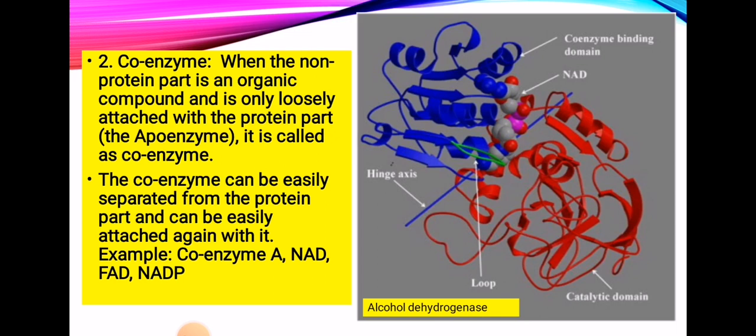The second one is coenzyme. When the non-protein part is an organic compound and is only loosely attached with the protein part, it is called coenzyme. So the examples for the coenzymes are NAD, FAD, NADP, etc. Because the coenzyme is loosely attached, it can be easily separated from the protein part and can be easily attached again with it. So here in this alcohol dehydrogenase enzyme ribbon diagram, you can see the coenzyme binding part, and the coenzyme is NAD, nicotinamide adenine dinucleotide.